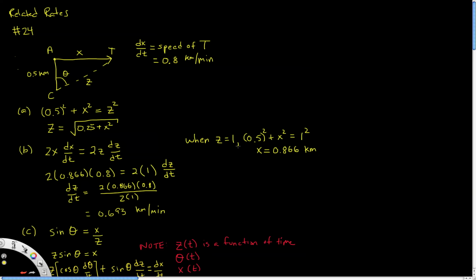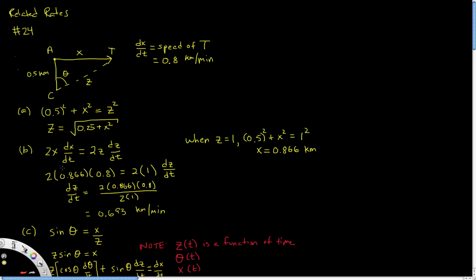So I wrote off to the side here that when z is equal to 1, I know that this equation is true. That's another Pythagorean formula: 0.5 squared plus x squared is equal to 1 squared. And I can solve that equation for x, and I got 0.866 kilometers. So what that means is when the train is 1 kilometer from the camera, it's 0.866 kilometers from point A.